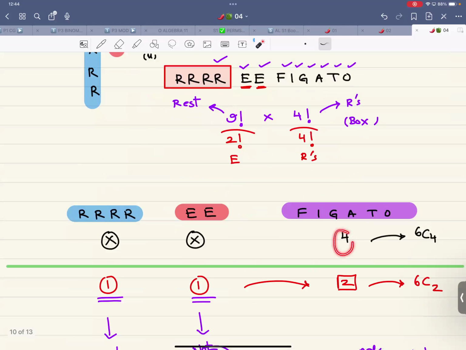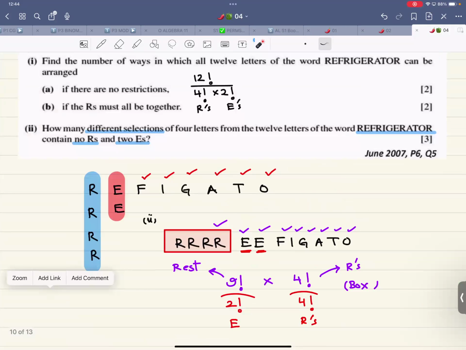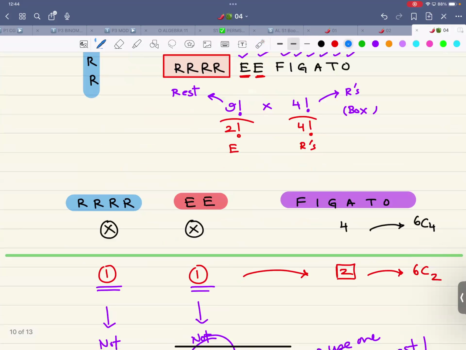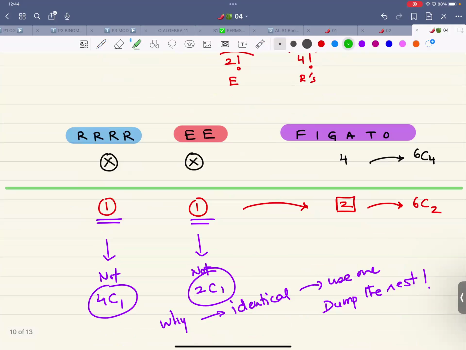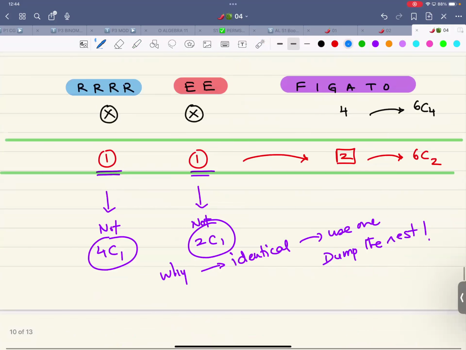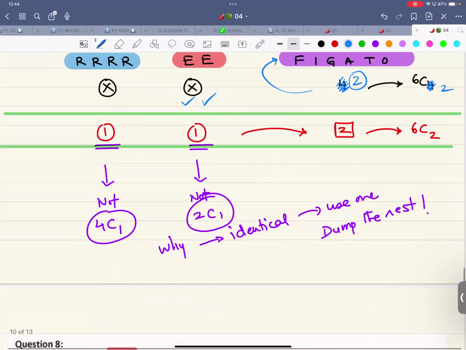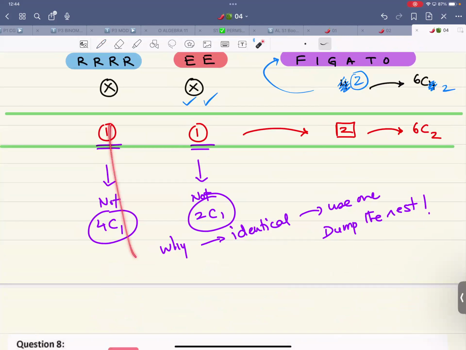That means the remaining selection contains no R's and 2 E's. I think this is not written correctly, and this thing over here is the correct one. I think I'm mixing up the two. So these both are selected, and you have to select 2 out of 6. Therefore, this is 6C2. That is the answer.